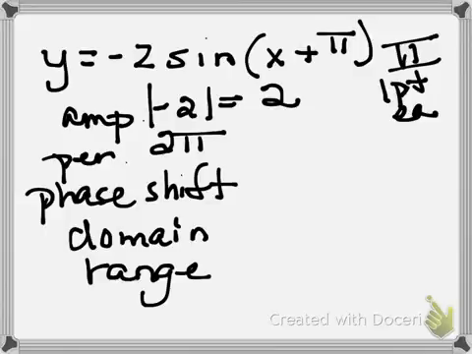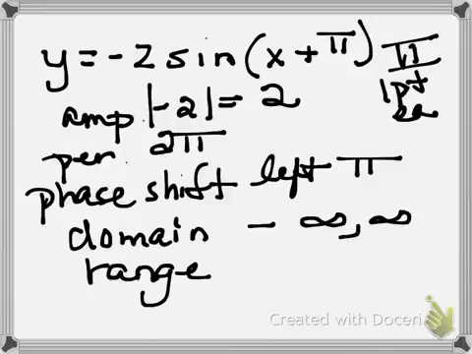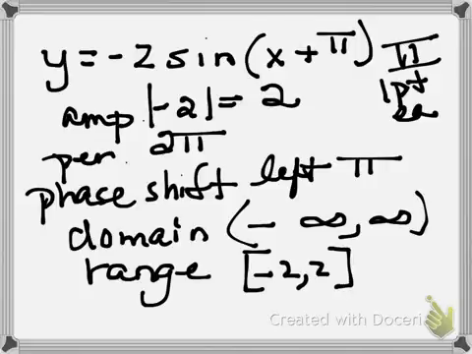The phase shift tells you that we're shifting it, and it's a plus pi, so we're shifting it to the left pi. Because it's positive, we're shifting it to the left. If this was x minus pi, we would be shifting it to the right. The domain is from negative infinity to infinity, and the range is between -2 and +2.